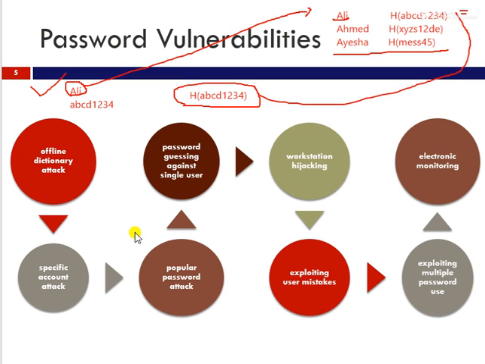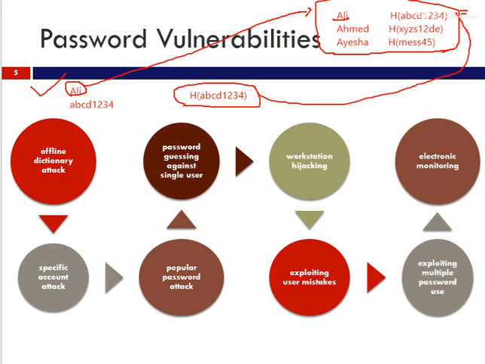Now in an offline dictionary attack, the attacker has gained access to the password file of the system or a network. This password file will be on the system or on the network. So the attacker somehow gains access to this password file, and in this password file all the users on the network will have their username and hashes of their password. There will be no passwords, only hashes of the passwords. So if the attacker wants to know the password of some user, he will run this offline dictionary attack.